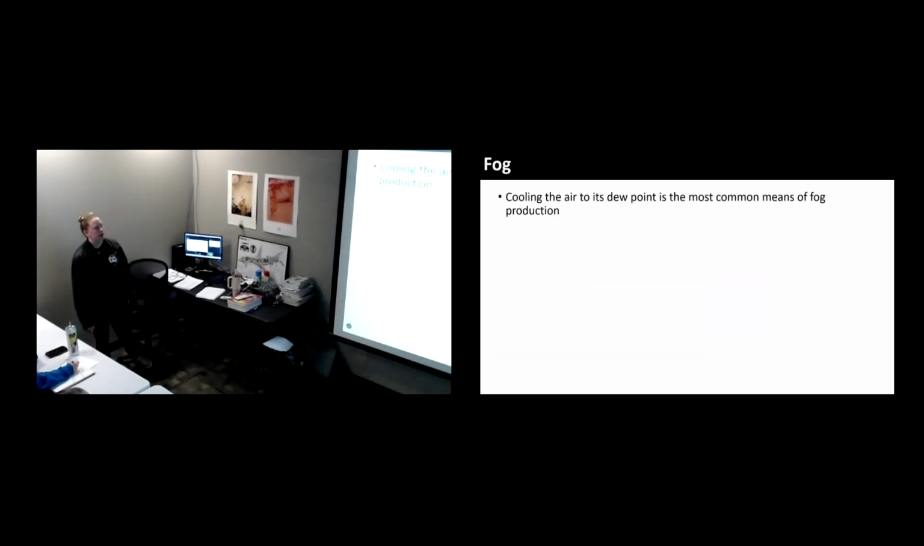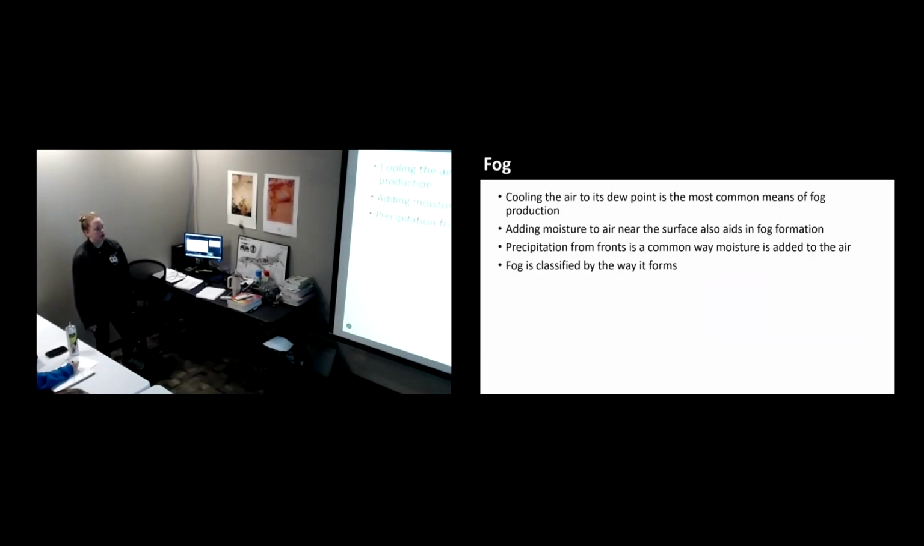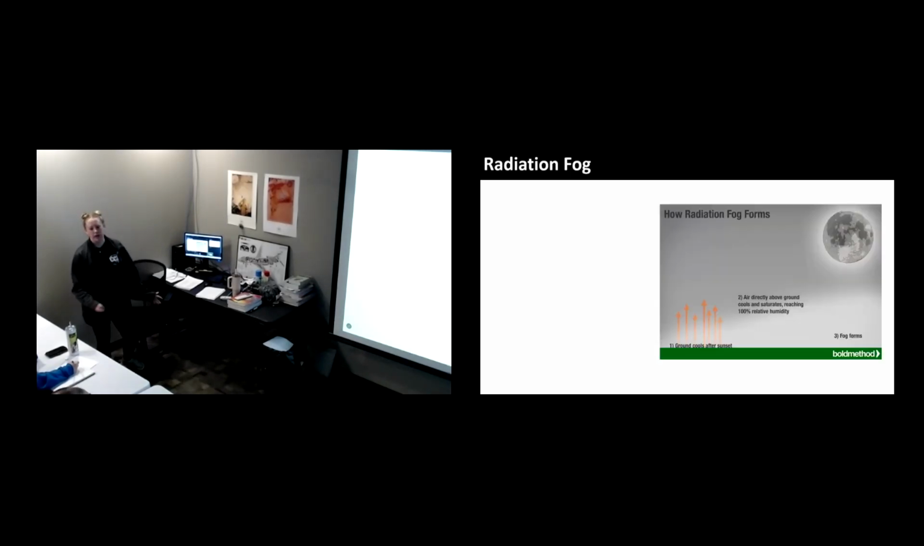No. All right. No, not what I thought. The dew point and the temperature are the same. Fog. First one, radiation fog. Okay.